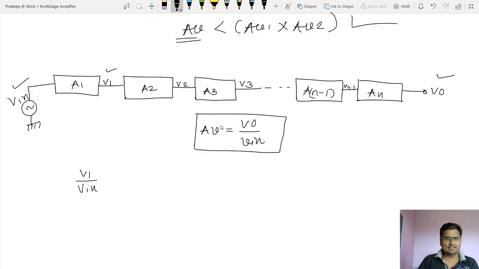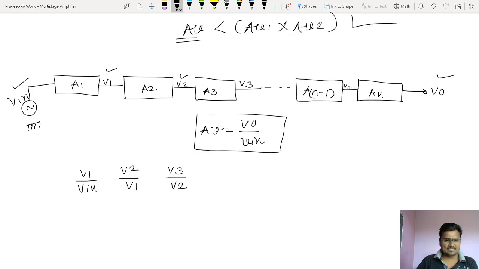See, V1 is the output voltage of A1 as well as the input voltage to A2. Like this, V2 is the input voltage to A3, but it is also the output voltage of A2. Like this, Vn minus 1 is the output voltage of stage n minus 1, but it is also the input voltage to An. Right. So like this, if I want to write the gain of A2, then it will be V2 divided by V1. What about the third stage? Can I write V3 divided by V2?